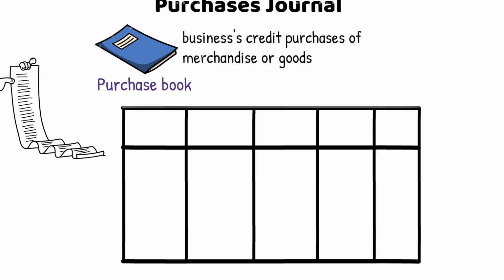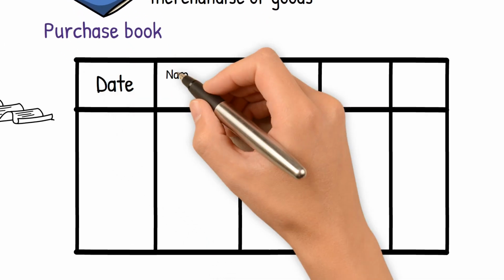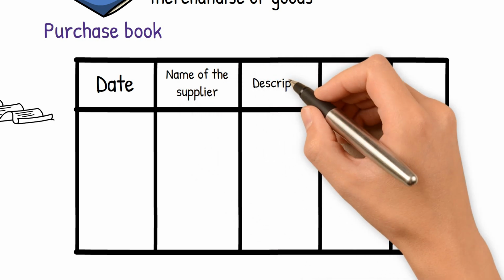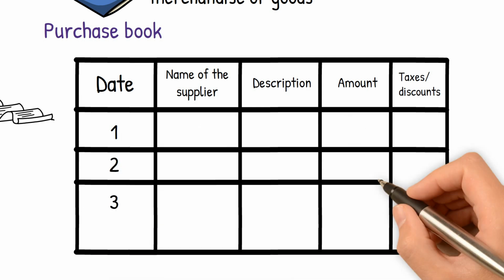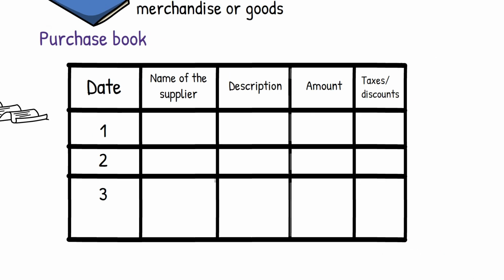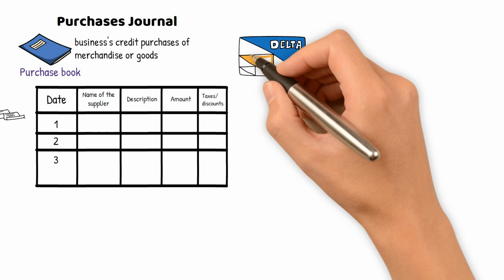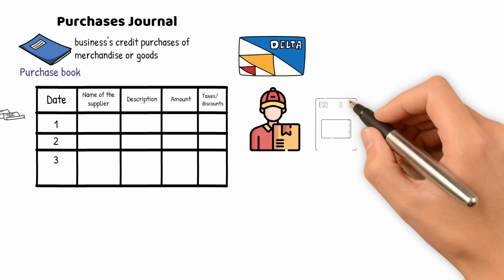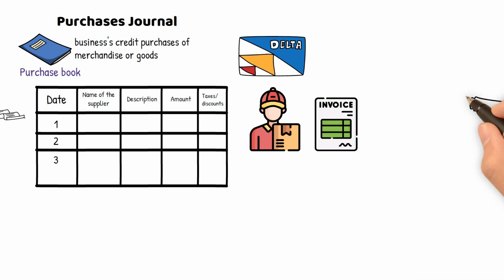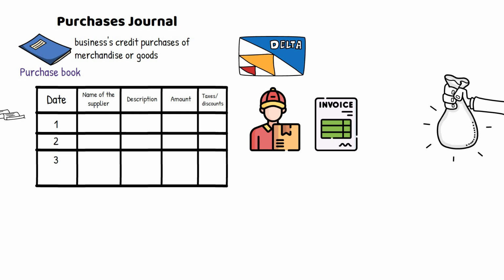The purchases journal typically contains columns for the date of the purchase, the name of the supplier, a description of the goods purchased, the amount of the purchase, and any applicable taxes or discounts. The entries are typically made in chronological order, with each purchase being recorded on a separate line. The purchases journal records purchases made on credit, meaning that payment is not made at the time of the purchase. Instead, the supplier will send an invoice to the business, which is recorded in the purchases journal. Once payment is made, the entry in the purchases journal is updated to reflect the payment.